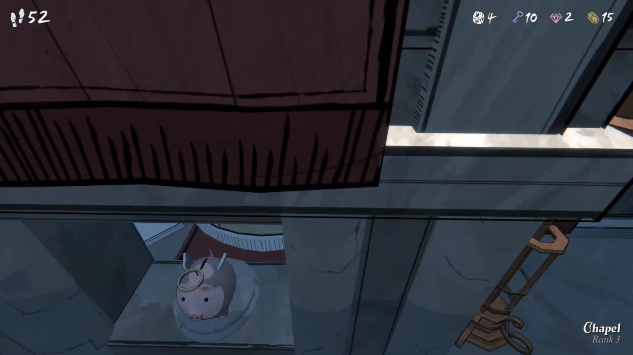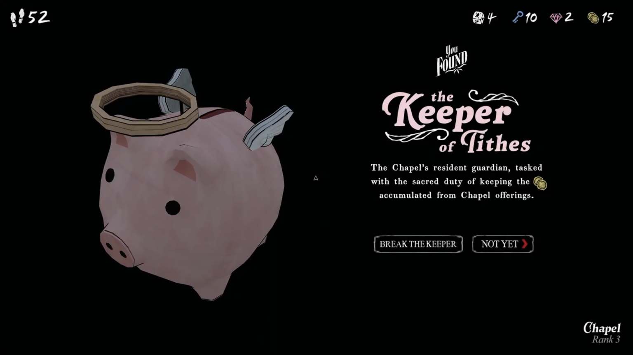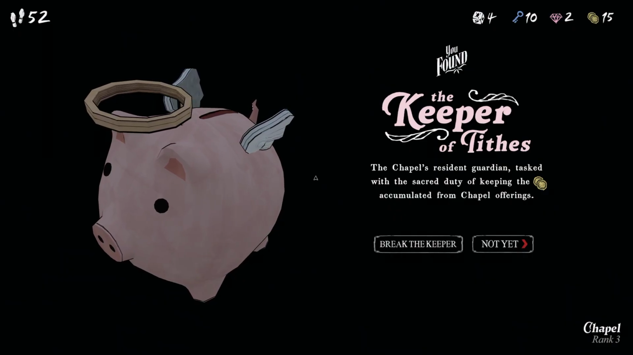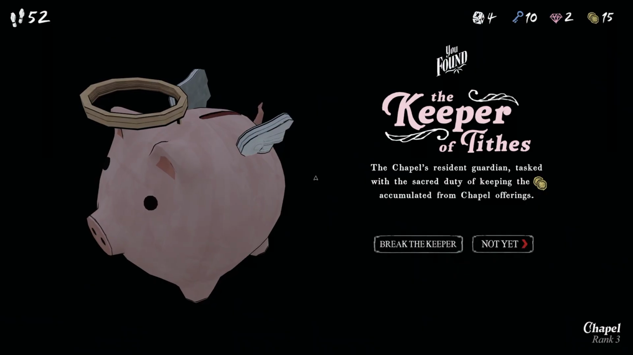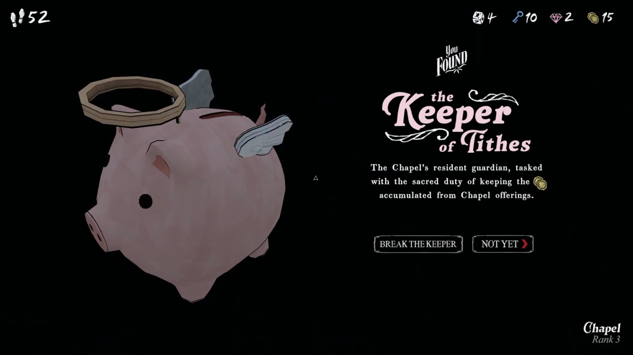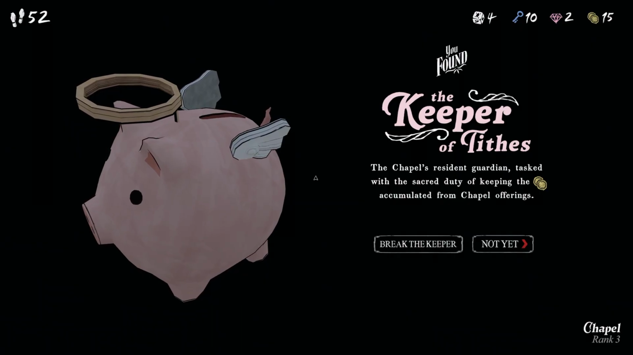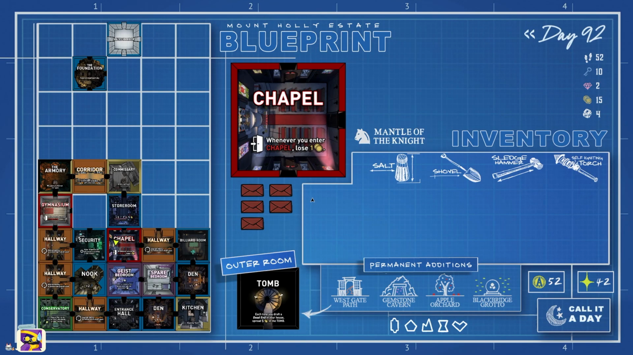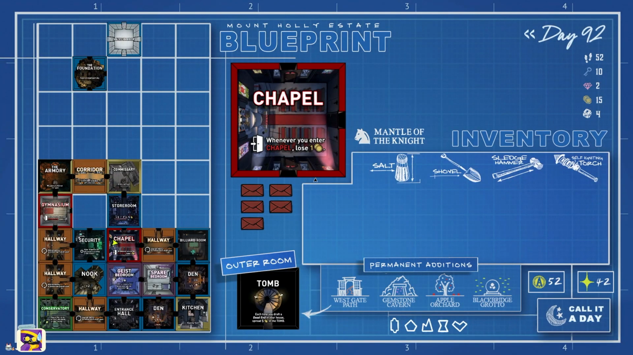So what is this? Piggy bank? Keeper of Tithes. The chapel's resident guardian tasked with the sacred duty of keeping the money accumulated from chapel offerings. Oh. So I can just break this and get all of the money I've ever put in the tithe? Nah, I don't think I want to break that yet. If we get the casino, that would be very funny, though.